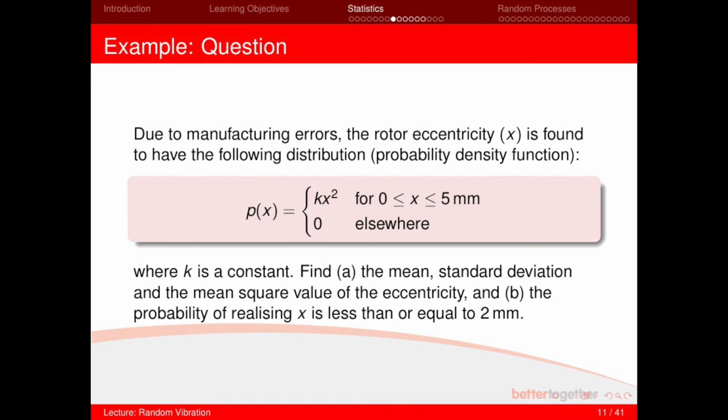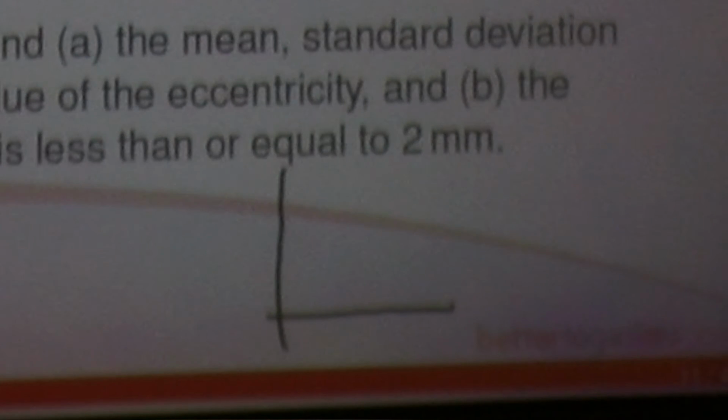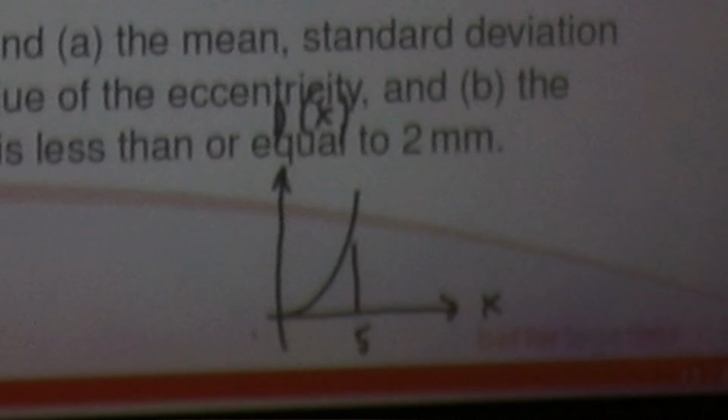So, again, the manufacturing process: I'm making some rotors and they've got a certain eccentricity about them, with the following distribution. Between 0 and 5 millimeters, this function is my probability distribution function. If I was to draw it, it's kx squared, so it's obviously a parabola. If this is x and this is my p of x, I'm looking at something that looks like that, between 0 and 5.